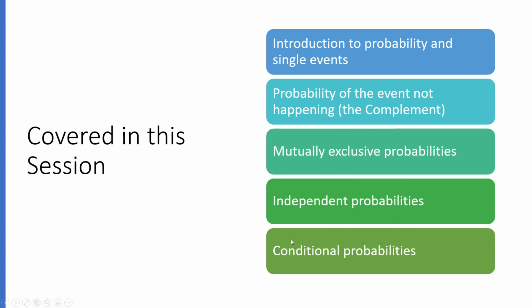And finally, we discussed conditional probabilities, so when something is not mutually exclusive or independent, we can assess the probability of event A happening, the effect it has on event B. So, for example, what's the probability of holding the king of hearts? How does that change given you know I've got the ace of hearts?